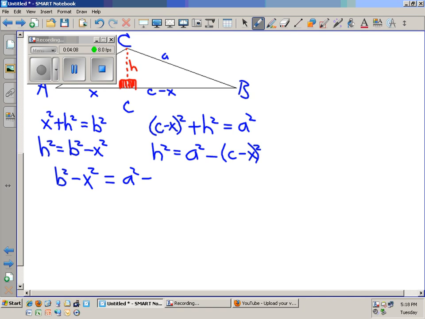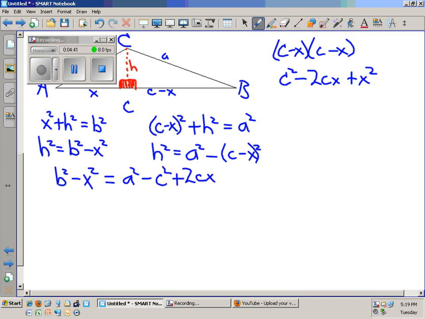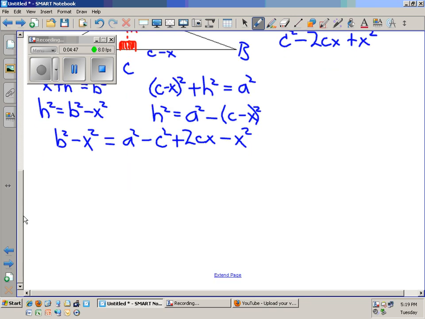To square C minus X, you need to do C minus X times C minus X. C times C is C squared. C times negative X is negative CX. I have another negative CX, so negative 2CX. And negative X times negative X is positive X squared. So that's what needs to go down here. And it's a minus sign. I distribute the negative sign all the way through, so it's a minus C squared, a plus 2CX, and a minus X squared. Well, this works out pretty quickly right here.